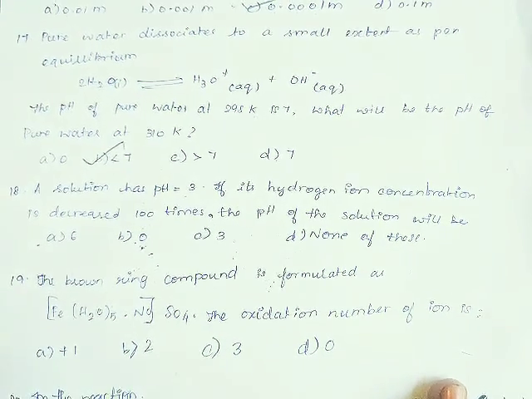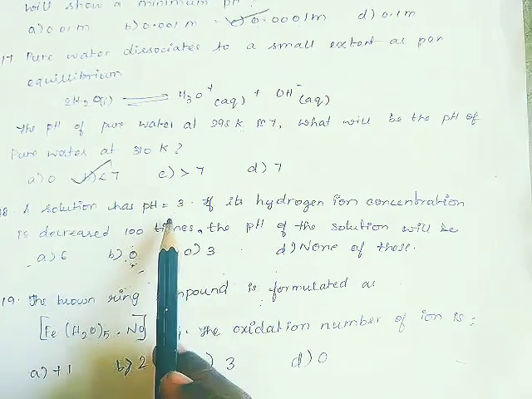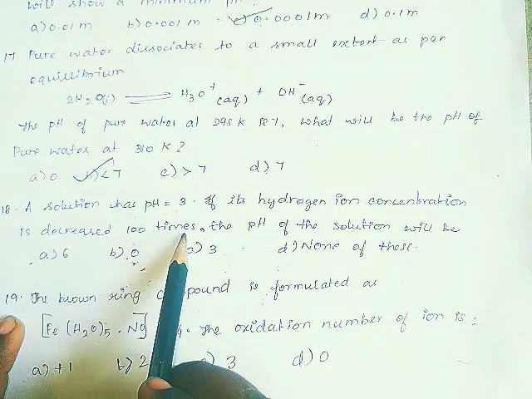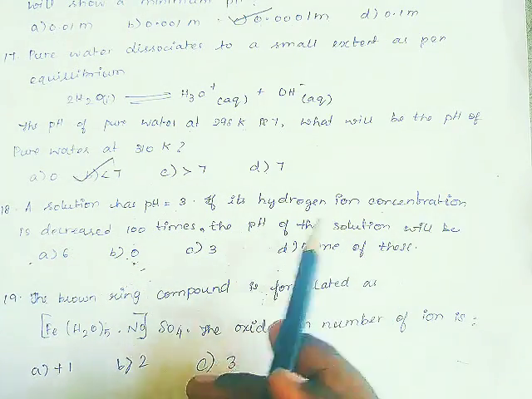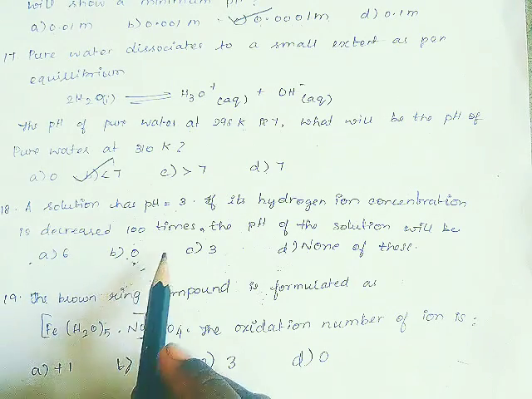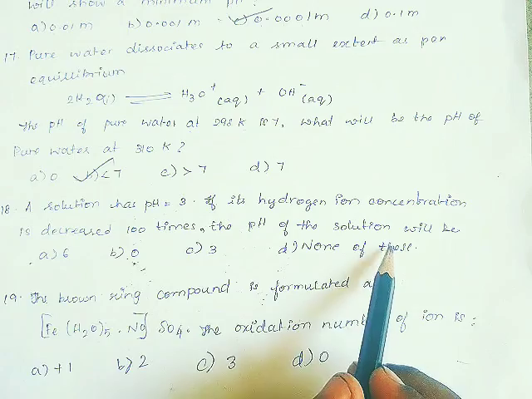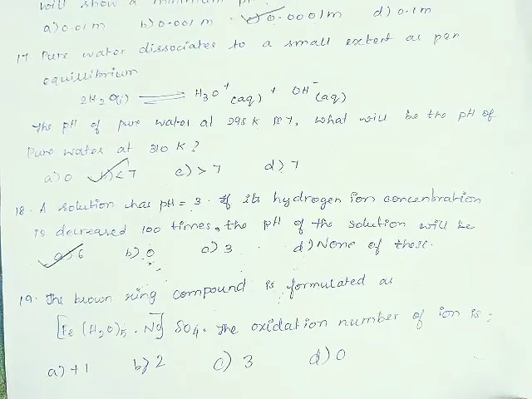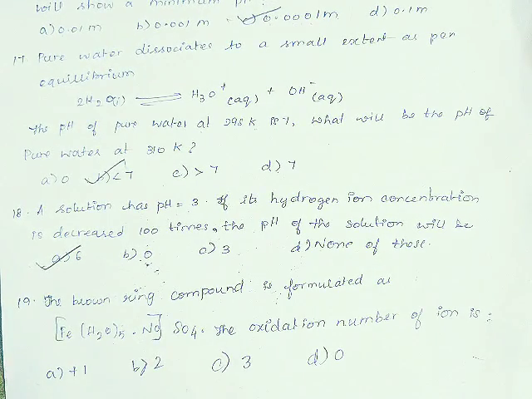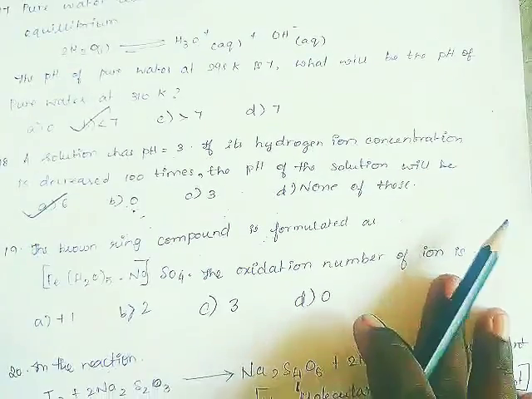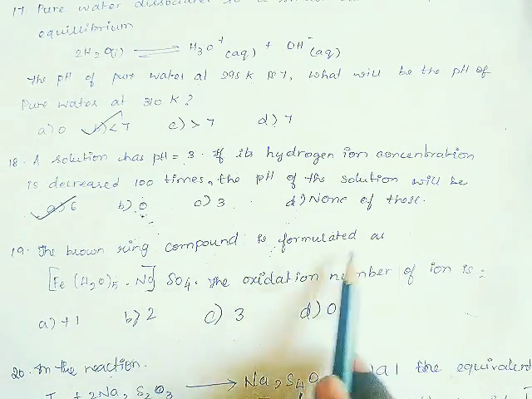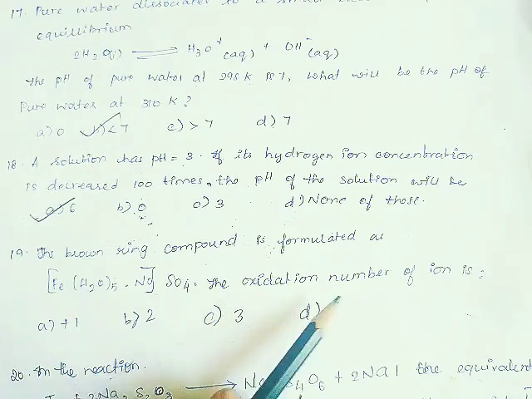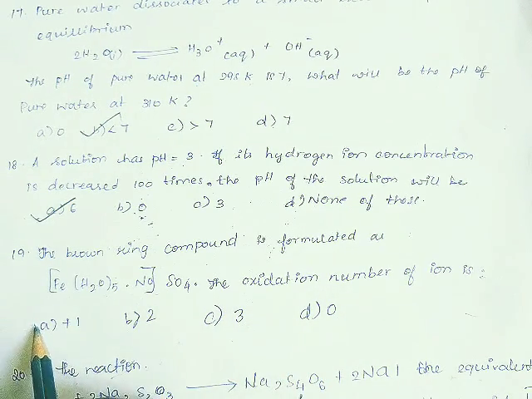Next, 18th question. A solution has pH equal to 3. If its hydrogen ion concentration is decreased 100 times, the pH of the solution will be option A 6, option B 0, option C 3, option D none of these. And the correct answer is option A, 6. Nineteenth question. The brown ring compound is formulated as [Fe(H2O)5NO]SO4. The oxidation number of iron is option A, plus 1.